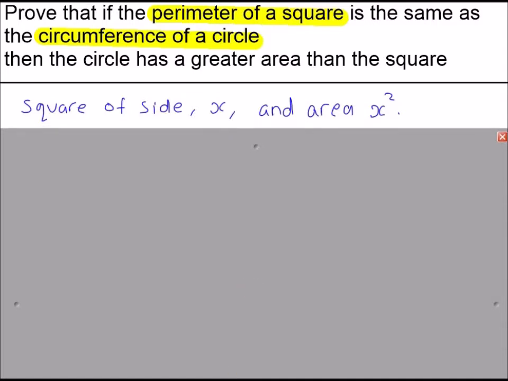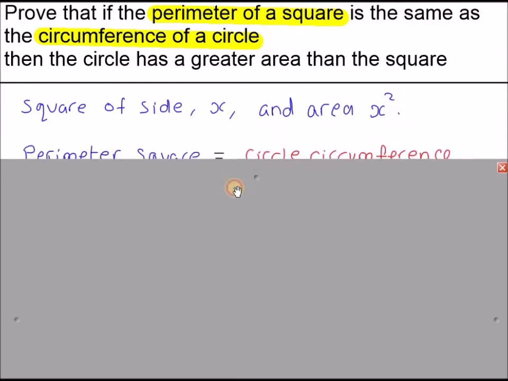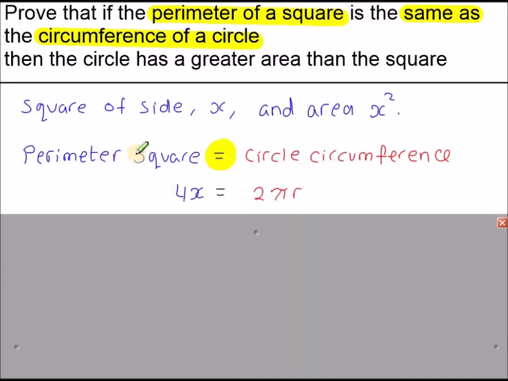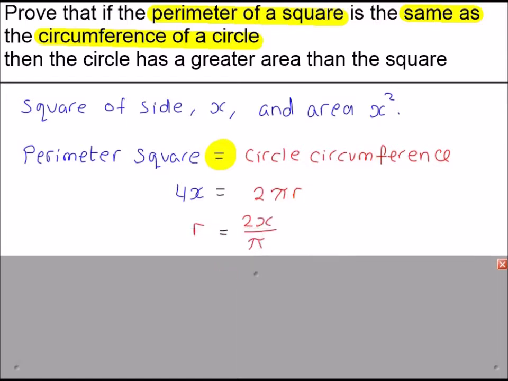So we have a square of side x, so if its area is x squared, its perimeter will be 4x, and the perimeter is equal to the circumference, which is what we're doing here. So 4x for the perimeter, circumference 2 pi r. So r is equal to 2x over pi.